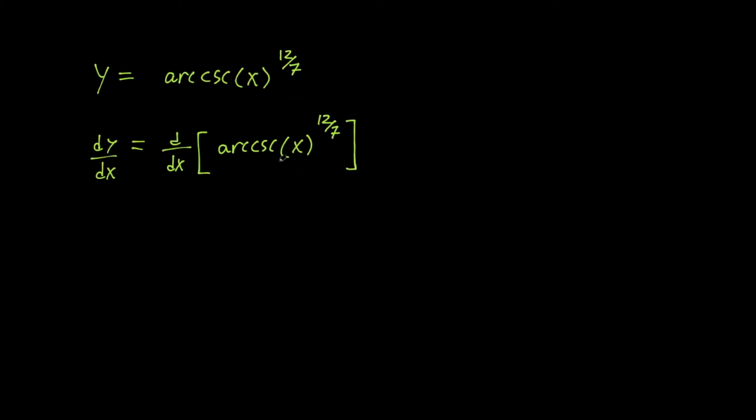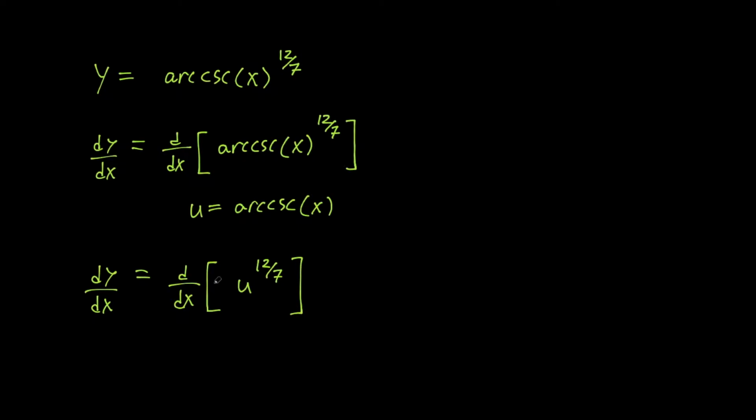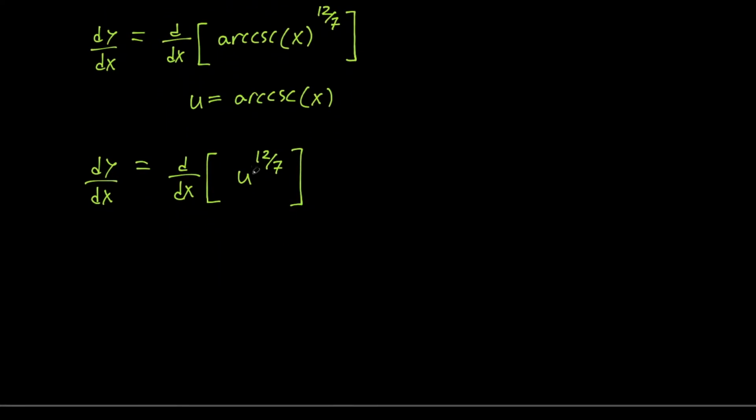And you can see that we have arc cosecant of x, which is a function nested within the exponential 12 sevenths function. So we're going to want to work towards using chain rule. We can start by saying u equals arc cosecant of x. So we have dy/dx equals d/dx of u to the 12 sevenths. And since we have a function in terms of u, and we're differentiating with respect to x, we're going to have to use chain rule.